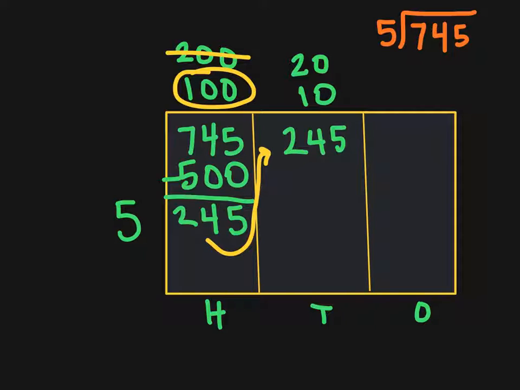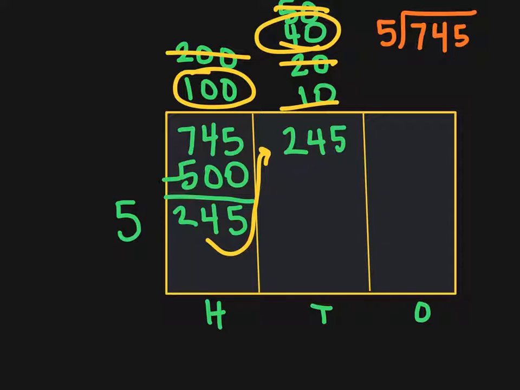5 times 5 is 25. Add on the zeros, 250. But 250 is larger. So let's go one down. 4 times 5 is 20, and add on the zeros, 200. So I know that 50 is too large and these are too small. So I'm going to use 40.